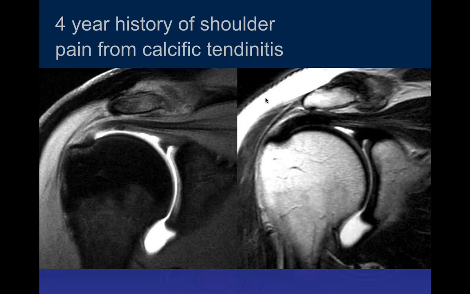Now, here's a patient who has a 4-year history of shoulder pain. And what we see here is a superior labrum. Here we can see the articular cartilage is intact, and we can see this fluid going deep between the superior labrum and the articular cartilage. And notice how smooth all the surfaces are.